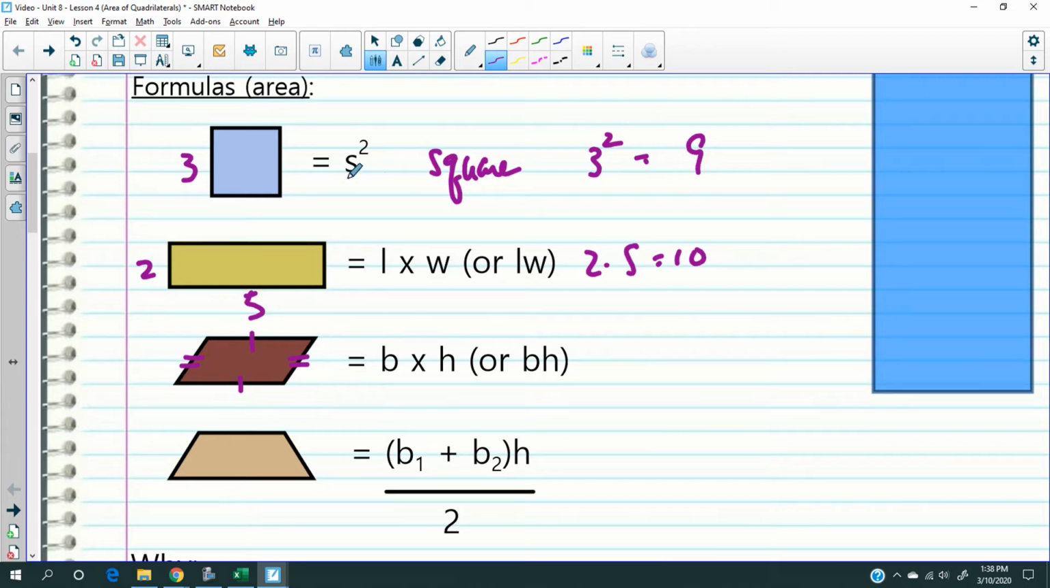Now, technically speaking, a rectangle is also actually a parallelogram, because this side and this side are parallel, and so are the left and the right side. The widths are parallel, the lengths are parallel. Just so you know. And to find the area of a parallelogram, it's just base times height. I'll show you more in a second.